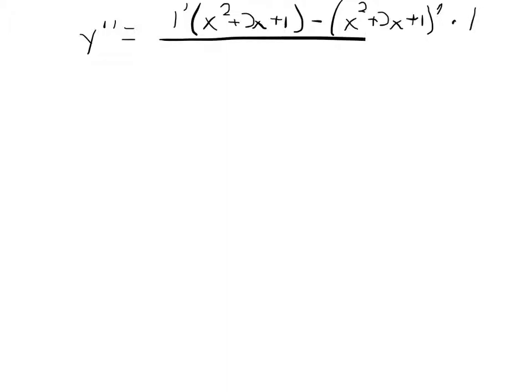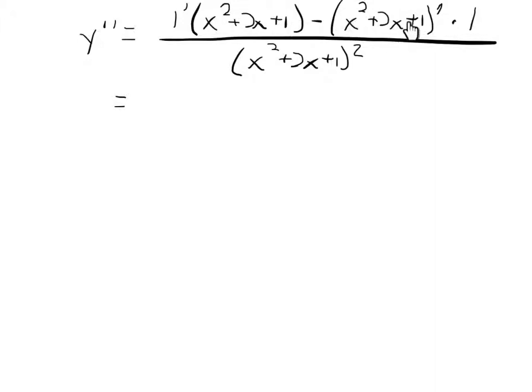So y double prime, we take the derivative of the numerator times the denominator, minus the derivative of the denominator times the numerator, all over the denominator squared. The derivative of 1 is 0, so we're going to have 0 times this, which means eventually this whole thing here is going to just be 0 and canceled out.